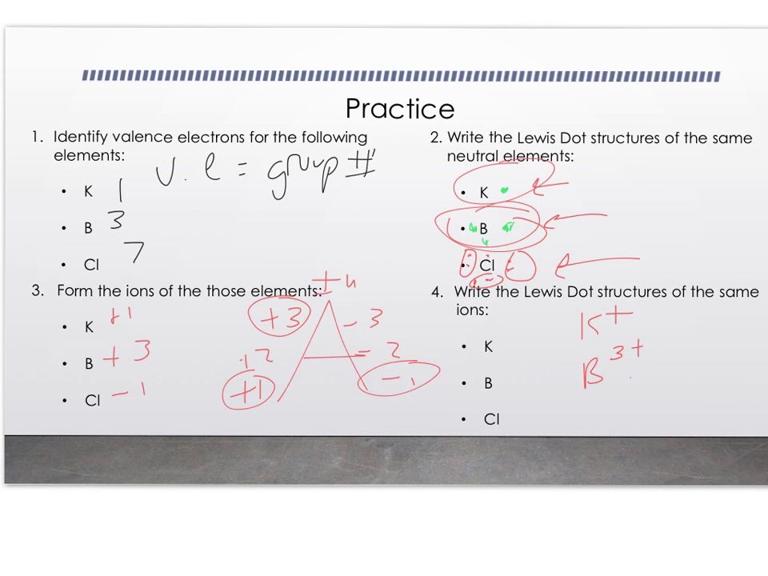And then chlorine, it had 7 valence electrons. It forms a -1 charge. So it's going to gain 1, 2, 3, 4, 5, 6, 7. It's going to gain that last electron, filling that shell, and then we write in the charge in the upper right-hand corner.